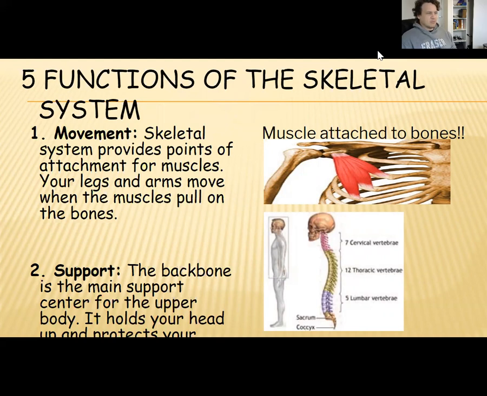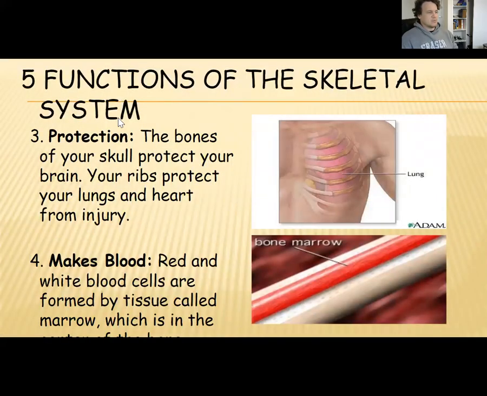Functions of the skeletal system: they provide movement. So the muscle is attached to the bone via tendons and ligaments. It provides support, so the backbone through the spine keeps us upright, keeps our head up along with the muscles. The bones protect the vital organs, so they protect the lungs and the heart from injury. You get a fractured rib, more than likely you will get some kind of damage to the lung.